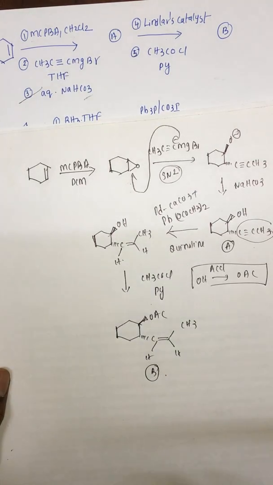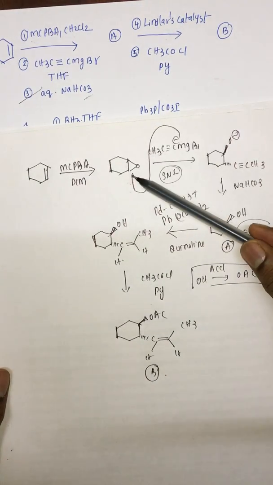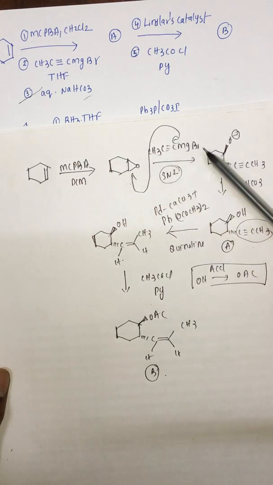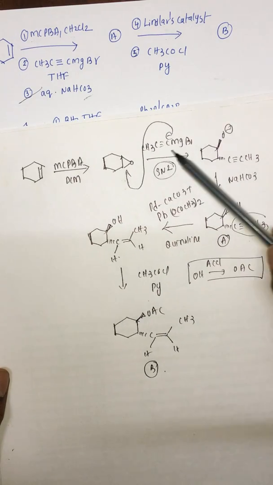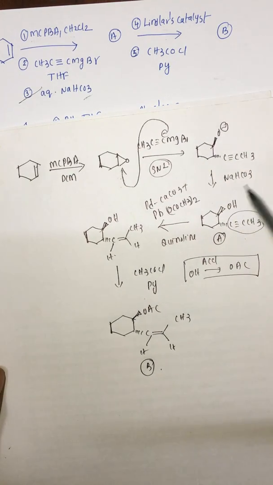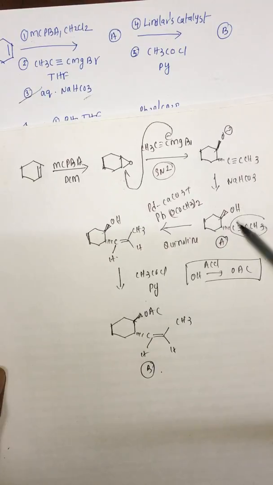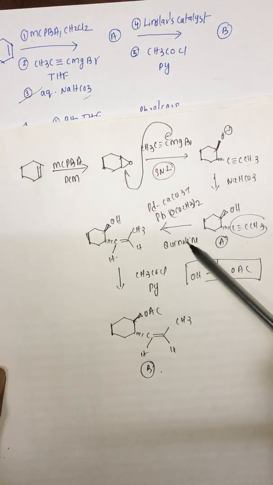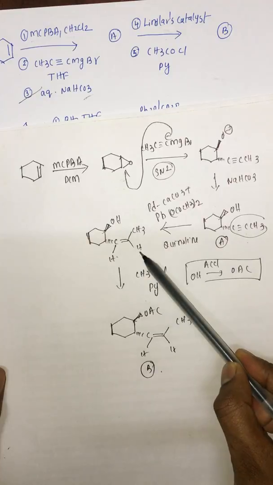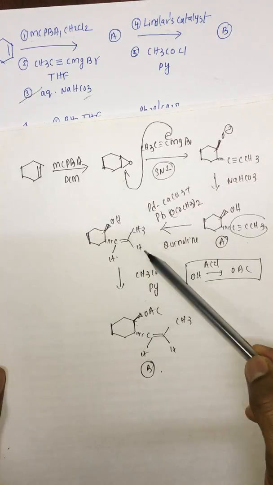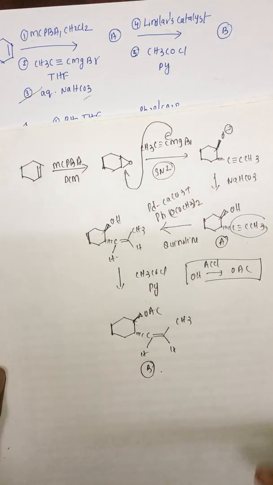So this is a very simple reaction. In the first step we have mCPBA oxidation, and further opening of the epoxide, which goes through the SN2 mechanism, and further we have NaHCO3, just for the workup process. The Lindlar catalyst converts this alkyne into a Z alkene, and further we have a conversion of OH into OAc.